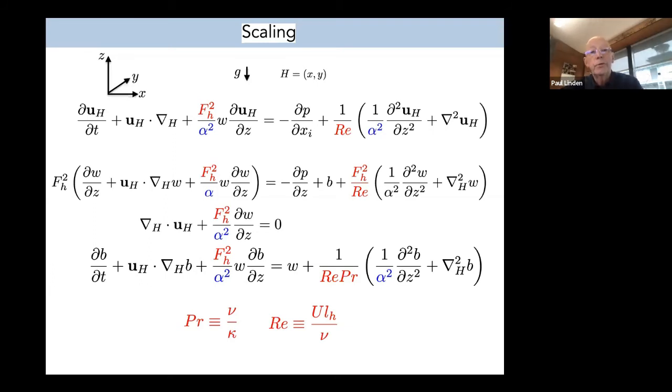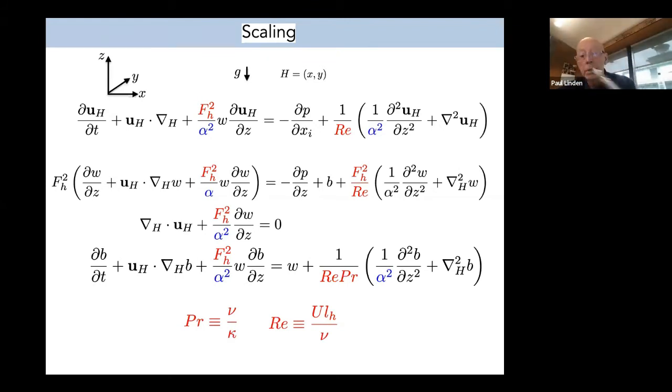So this is a simple scaling argument, and you simply go through this process using those scales that I gave you, and this is what you get out. The terms that come out of here, I've kept all in terms of the horizontal Froude number and this aspect ratio of the two scales, alpha.